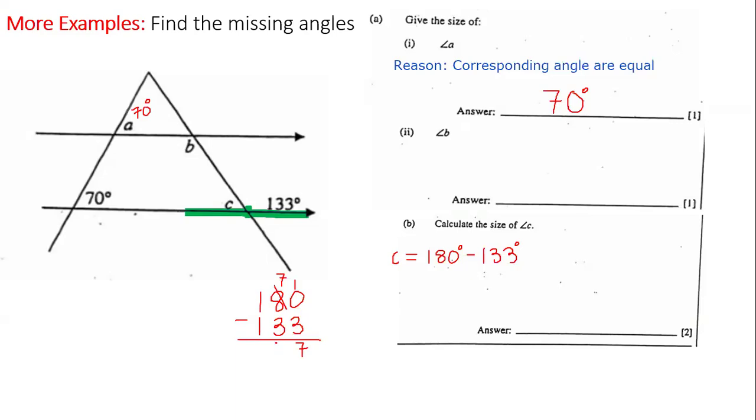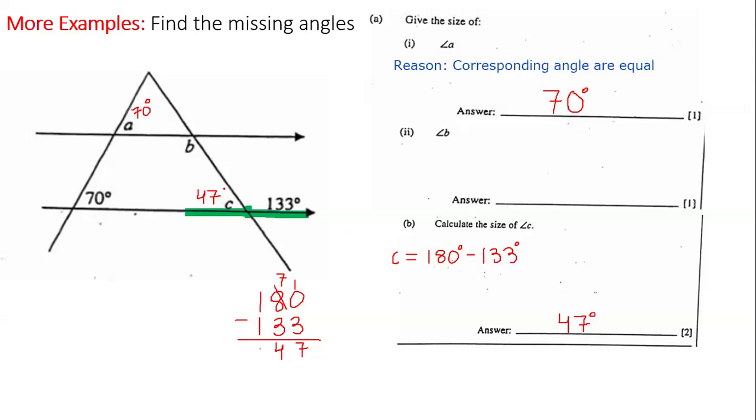4. And 1 minus 1 is? 0. So that means 0, right? That means that we have what? 47 degrees. Very good, 47 degrees. So that means that C is equal to 47 degrees.